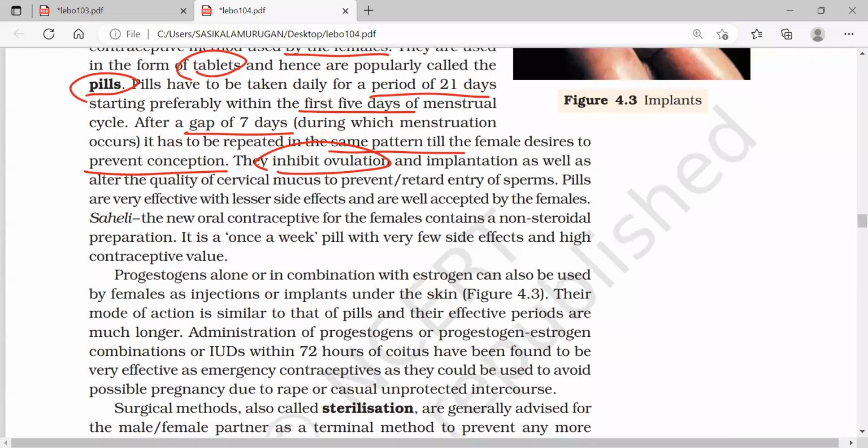As we discussed earlier, Saheli, the new oral contraceptive. Just a minute, students. I have a call. Please wait a minute.